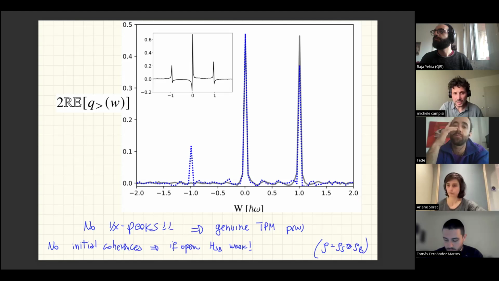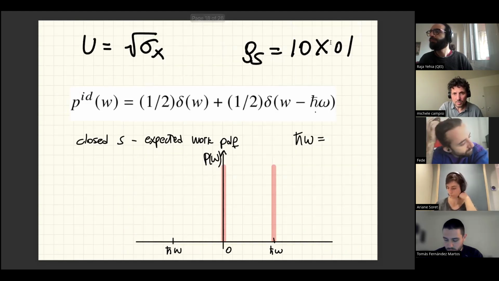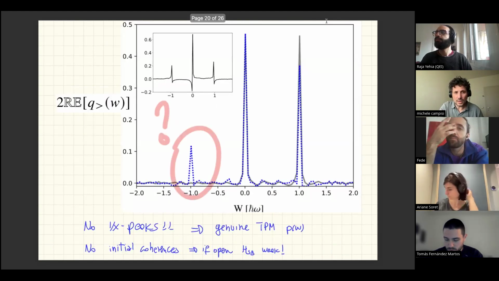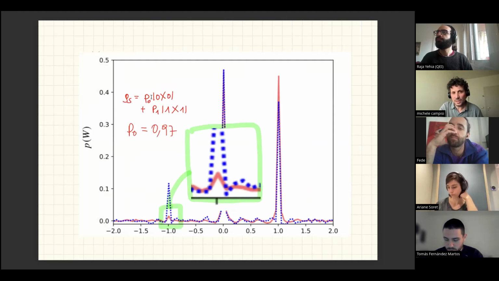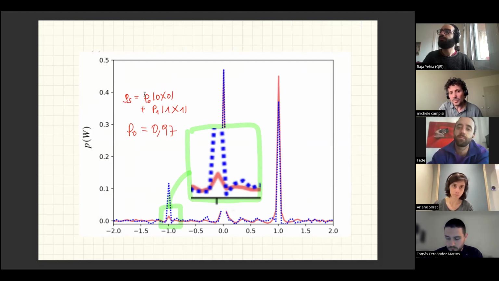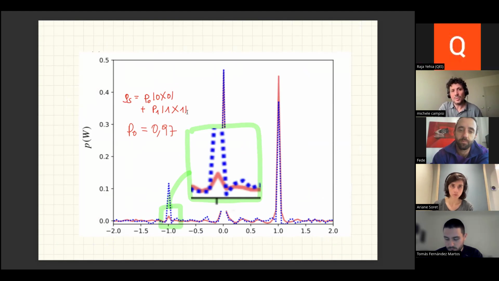Yeah, that could be one source. So let's check that. We measured what was in fact the actual preparation, and it's written here. Of course, IBM doesn't give you the pure ground state. It gives you a mixture, and we measure this mixture to be 0.97 probability of being in the ground, and the rest, 0.03 probability, to be in the up.